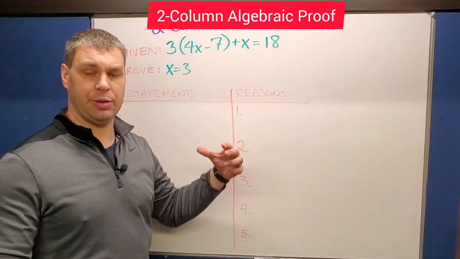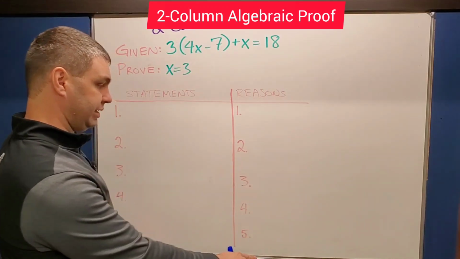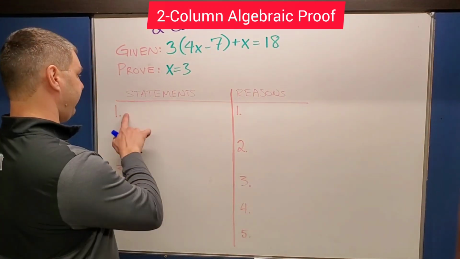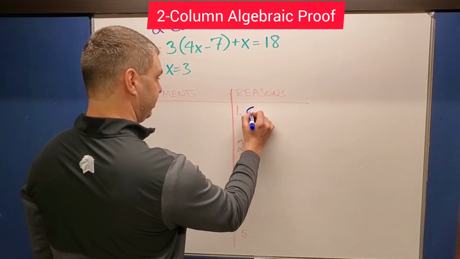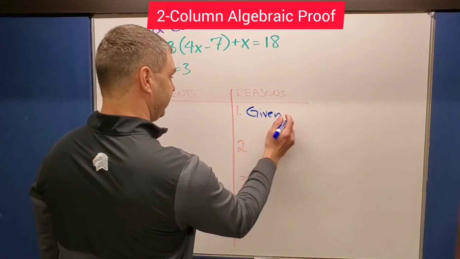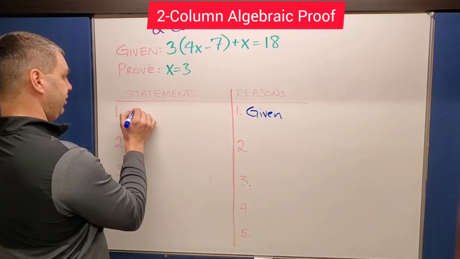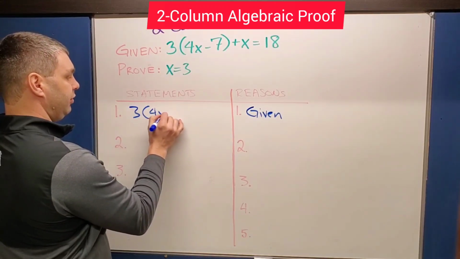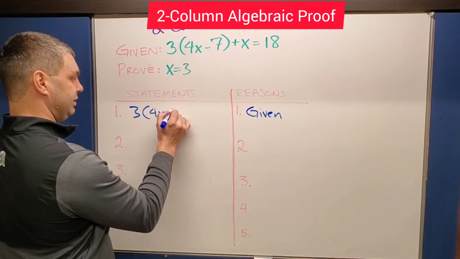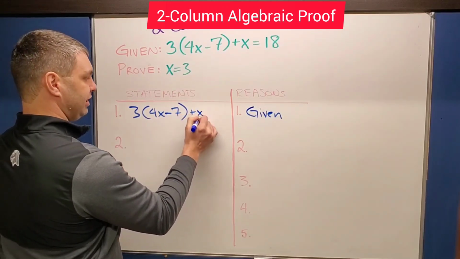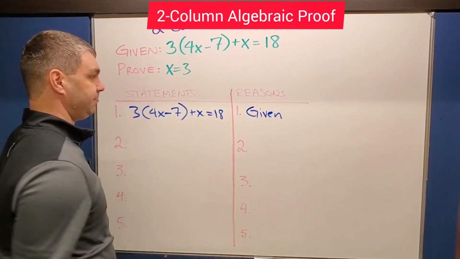And when you have a proof like this and it's all blank, your given statement is going to go in that first line, right? The first statement, and the reason for it is going to be the given. So over here the reason I'm going to have is given, and what I'm given is this first line, which is 3 times 4x minus 7, not plus 7, minus 7 plus x equals 18, okay?